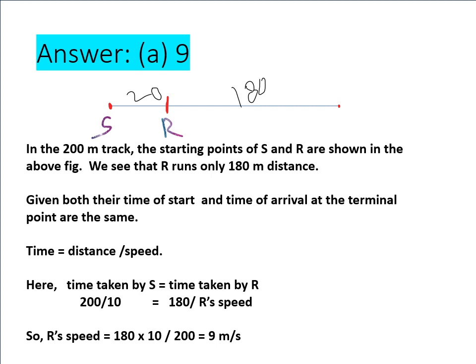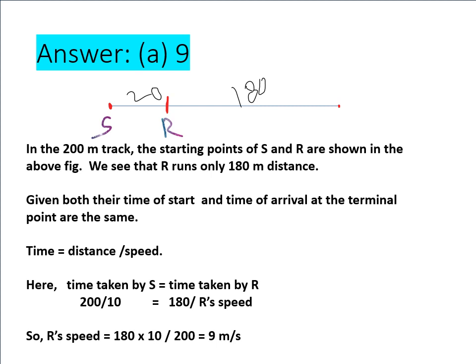To compute the answer, let us draw this rough diagram. The track is a linear one with a length of 200 meters. So S starts from one end of the track, whereas R is 20 meters ahead of him. That means S runs the distance of 200 meters, whereas R covers a distance of 180 meters only. Both start at the same time and end at the same time. That means they run at different speeds. Speed of S is given, whereas that of R is to be determined. It is also given that both run at a uniform speed.